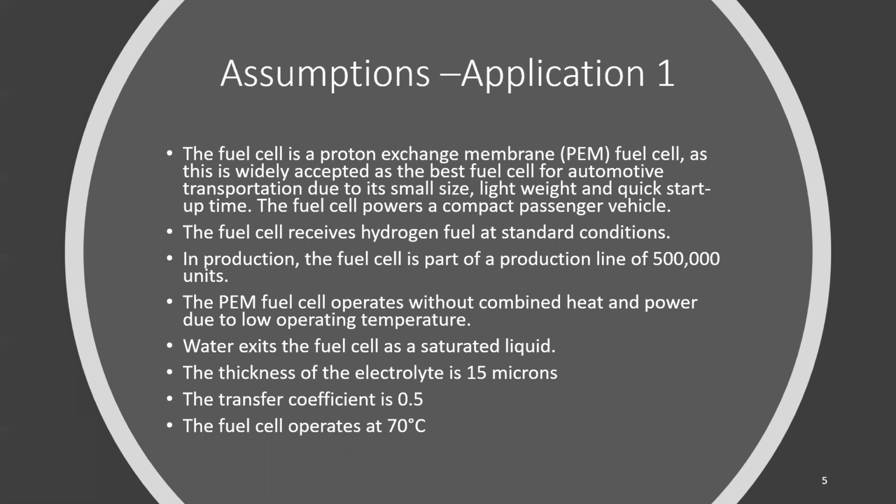So, the fuel cell receives hydrogen at standard conditions. In production, the fuel cell is a part of a production line of 500,000 units. The PEM fuel cell will operate without combined heat and power due to low operating temperature, as mentioned before. Water exits the fuel cell as a saturated liquid. The thickness of the electrolyte is 15 microns because this is the recommended thickness for automotive applications. The transfer coefficient is 0.5, and the fuel cell operates at 70 degrees C, as low temperature PEM fuel cells operate between 60 and 80. 70 is kind of that balance point.